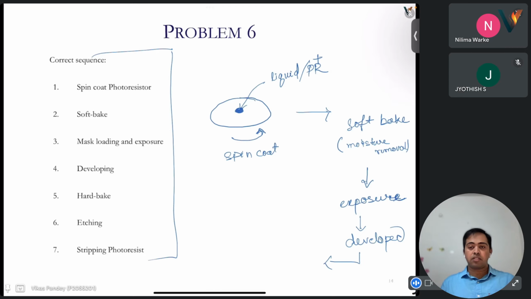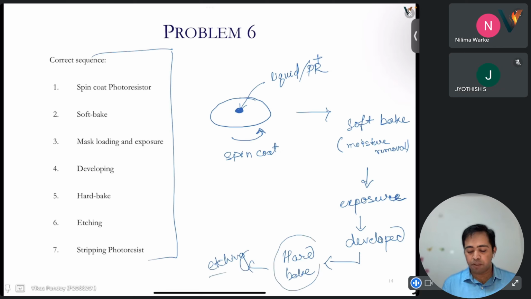Now we want that for the next steps, this pattern is hard enough and it does not dissolve in something else. So to do that, we go for hard baking. It will be fully hardened so that it does not come out very easily. Then we go for etching of the metals. If we are not doing the hard bake, during the etching process this resist can get etched. So to protect it, we are going for the hard bake.